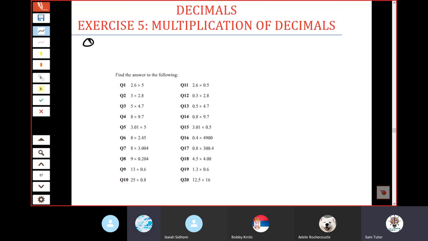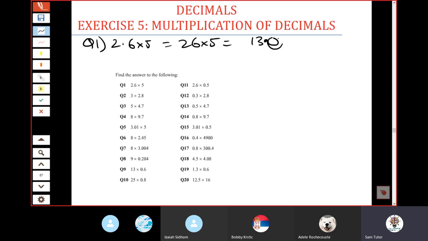Okay, question 1. Remember, you ignore the decimals first. You just do the whole numbers only. So 2.6 times 5, you ignore the decimal, which would become 26 times 5. We can do that quickly. I've got a calculator with me, so I'll just do it quickly. 130. And then I've got to go back 1 decimal place. So go back once, which becomes 13.0. Any questions?